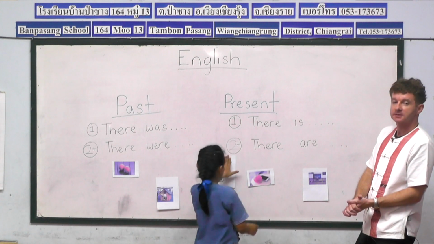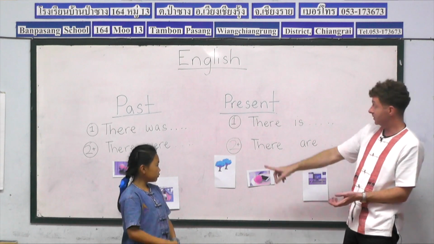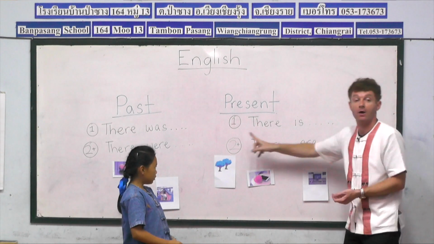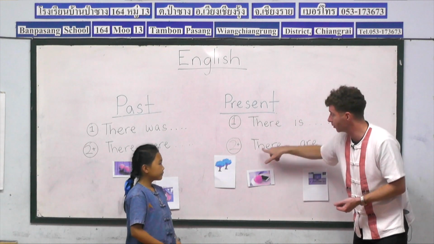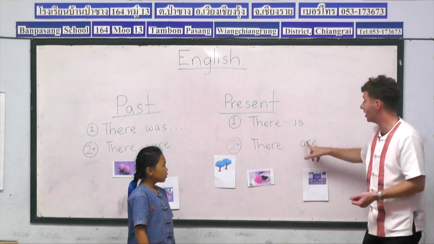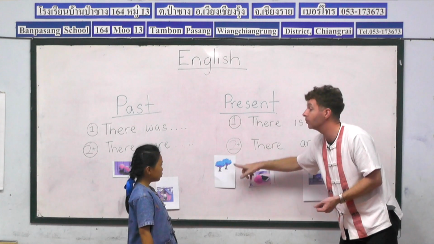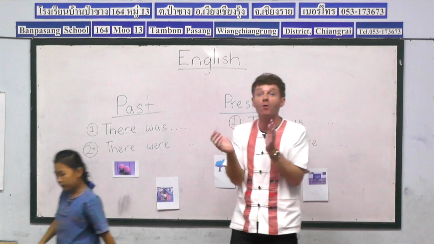How many objects? Two trees. There are two trees. Excellent, guys. Plural objects, present tense. There are two trees. Perfect, Nadia. Well done. Big round of applause for Nadia.